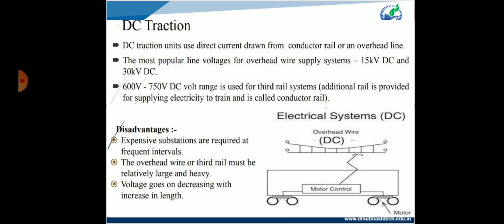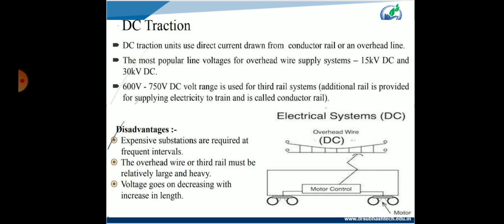In the figure we can see the electric system of DC. The overhead wire is the DC supply, and the current collector collects the DC supply and gives it to motor control, and motor control controls the speed of the motor and gives the supply.